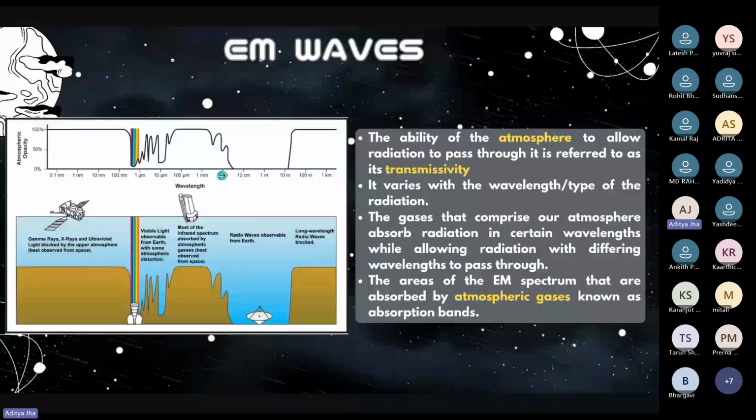And the areas of the EM spectrum that are absorbed by the atmospheric gases are known as absorption bands. So you can see here that the atmosphere has a value of transmissivity associated with it, and it depends on the kind of waves that you're considering. If you consider radio waves, then it basically lets radio waves completely pass through it. And if you consider gamma rays, X-rays, and ultraviolet light, then the atmosphere does not let those rays pass through it.